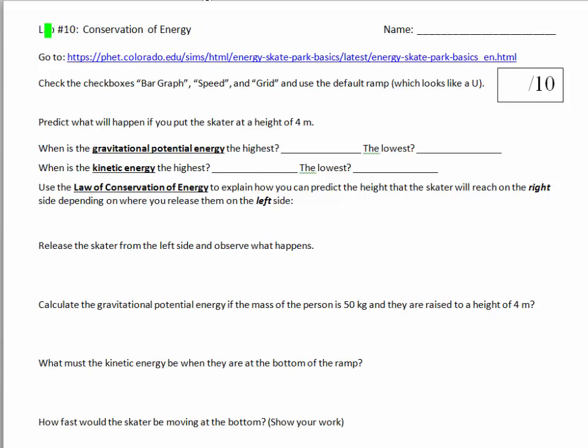Okay, this is the introduction for lab number 10, conservation of energy. And energy is a conserved quantity. It will never go away into the ether. It can flow from one form to the other, but it always has to go somewhere.